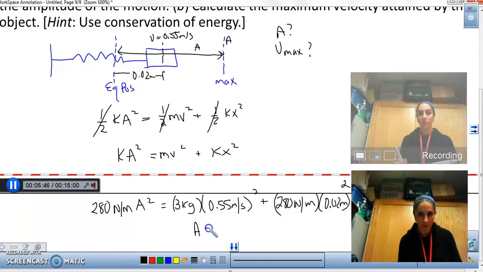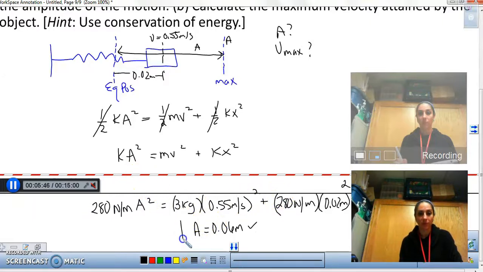And I'm just going to run through that calculation again, because I think I may have made a mistake, but that's the idea. But I'm pretty sure that's okay, so let's just do it really good. So 3 times 0.55 squared plus 280 times 0.02 squared gives me that, divided by 280, square root of the answer. Yes, I got the same answer. I was just double checking. Okay. So that's how you can solve that out.